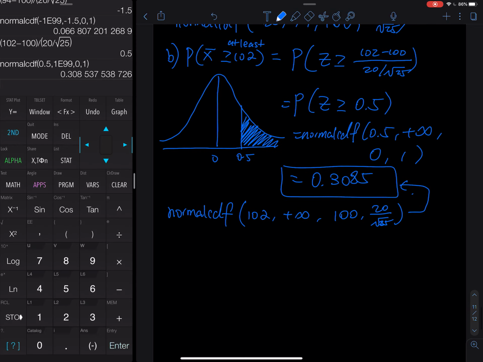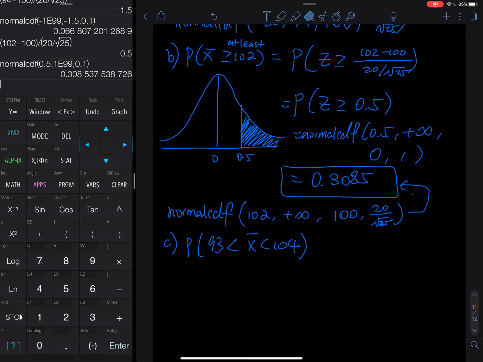93 and 104 exclusive. Is the equal or not equal important? The answer is no, because the random variable x bar is a continuous random variable.